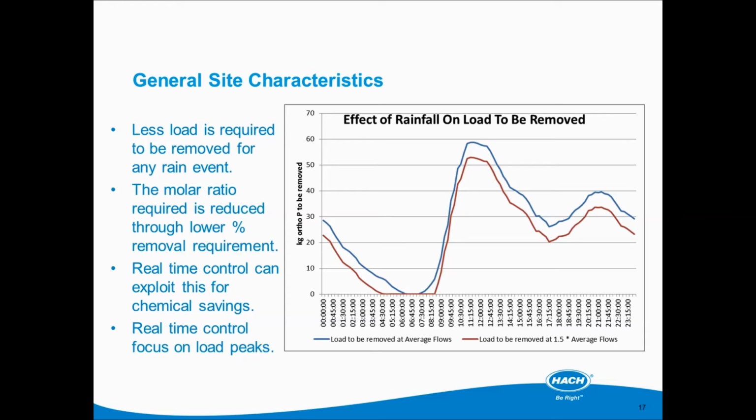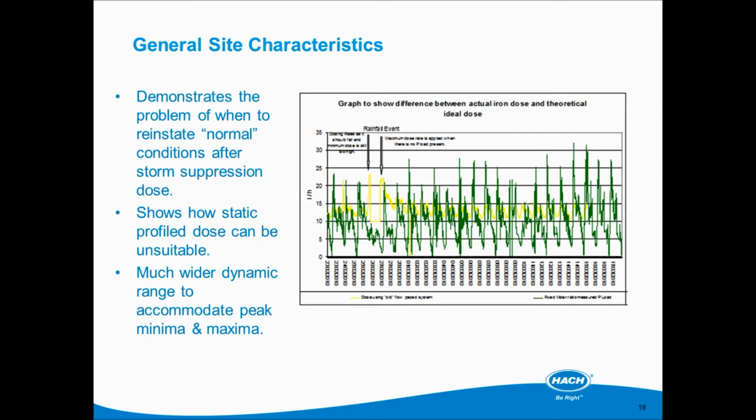This slide shows the same data set, but this time the load to be removed is graphed rather than concentration. During a storm event, the load to be removed is reduced due to the dilution. However, at peak load periods, the load to be removed is only reduced by around 10% compared to the average flow loads. If a real-time control system is used to monitor the load entering the plant, then savings can be achieved.